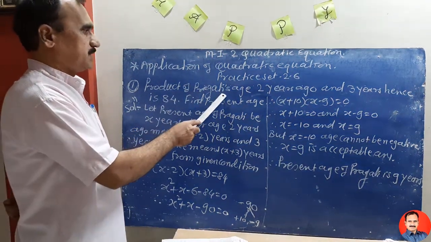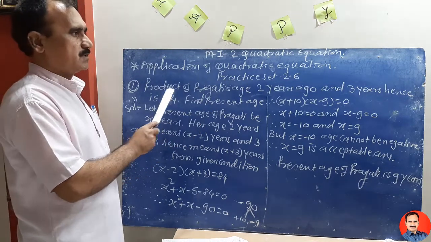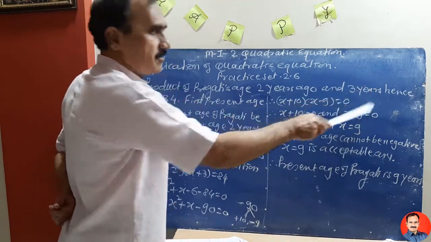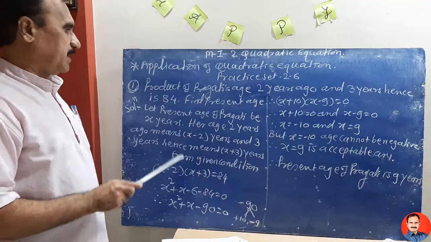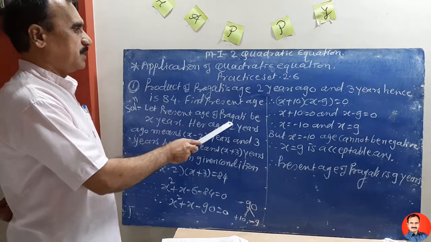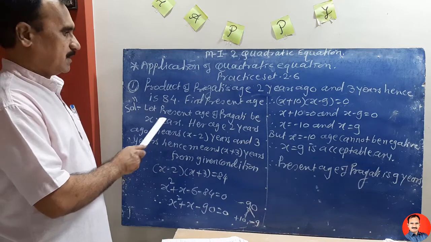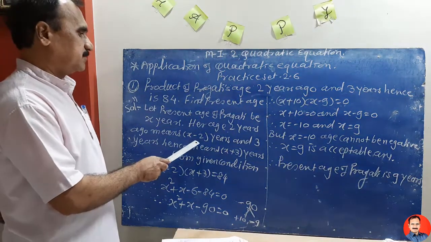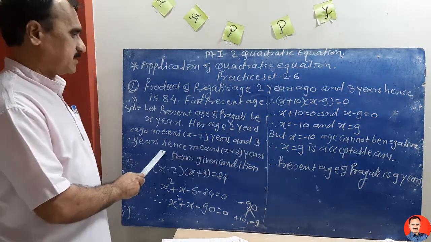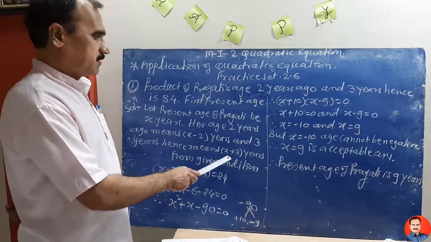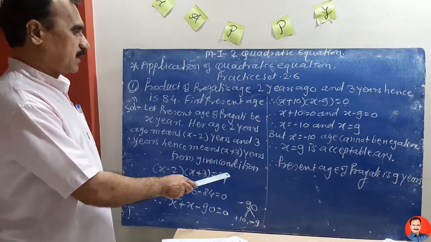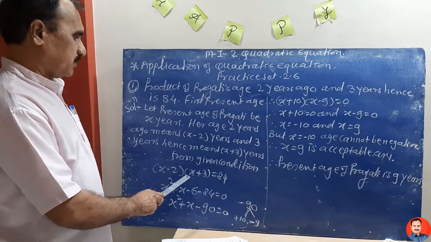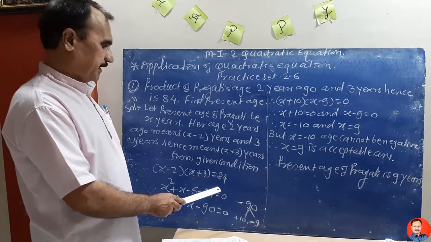Here, product of Pragati's age. You know the meaning of product. Then 2 years ago means before 2 years, and 3 years hence means after 3 years. Consider here present age. Let present age of Pragati be x years. Her age 2 years ago means before 2 years, that is x minus 2 years, and 3 years hence means after 3 years, it will be x plus 3 years. From given condition, what is the condition? Product of Pragati's age. Product means (x minus 2)(x plus 3) is equal to 84.